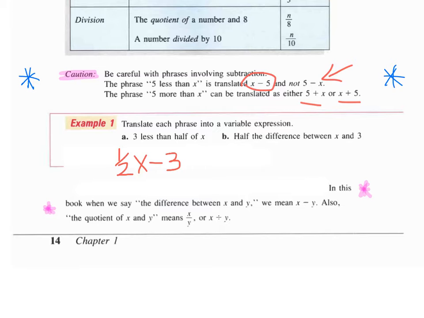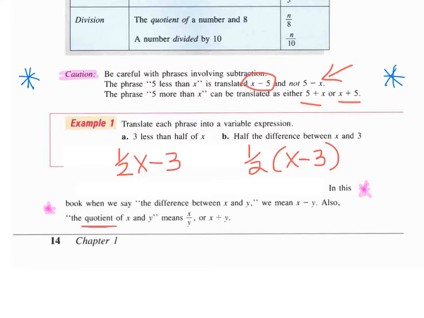Okay, what about part B? What would that answer be? Anybody have half the difference? What do you have to do for this one? You have to do 1/2 parentheses x minus 3 close parentheses. Beautiful. Okay. So when you see that word difference, that needs to tell you that you need to put the x and the 3 in a parentheses.